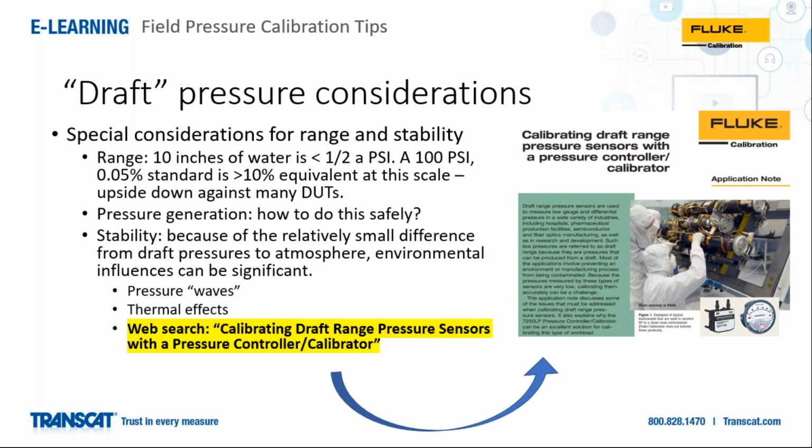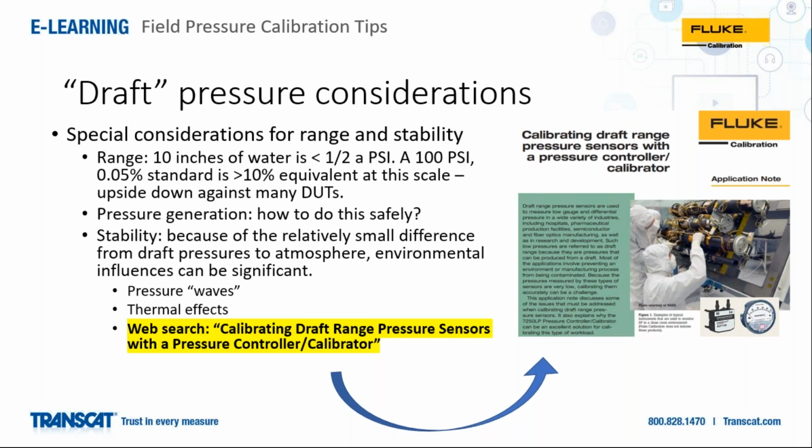So digging into this in a little bit more detail, an example: a range of 10 inches of water column, which might be relatively high for draft pressure items, is less than half a psi. So a 100 psi, 0.05% standard, something like a typical handheld process calibrator, pretty good, is worse than 10% equivalent at this scale. So it's just upside down.